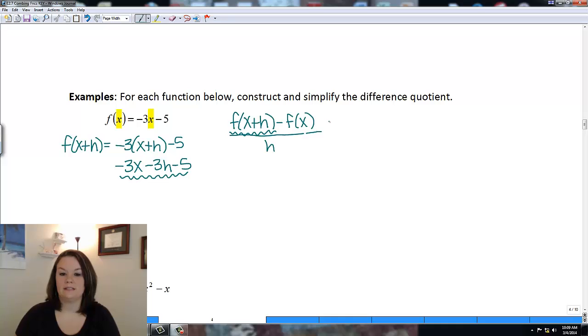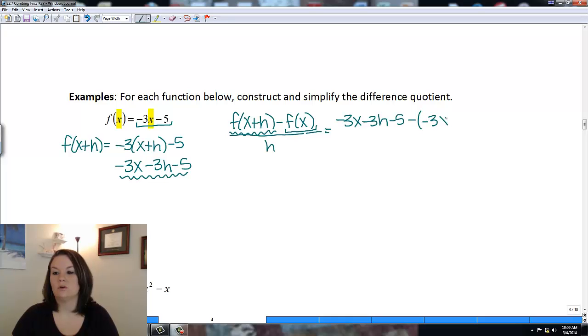So that piece is negative 3x minus 3h minus 5, and then I'm subtracting. Okay, this is just my original function. So I'm going to plug in my original function, which here is negative 3x minus 5. Since there's more than one term, I'm going to use parentheses and put the whole thing over h. Okay, and then I just simplify.